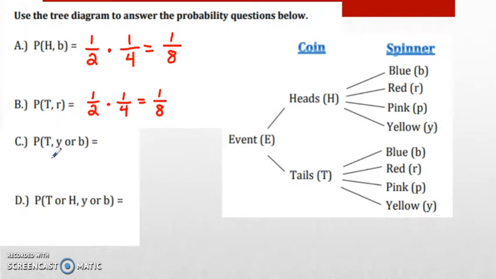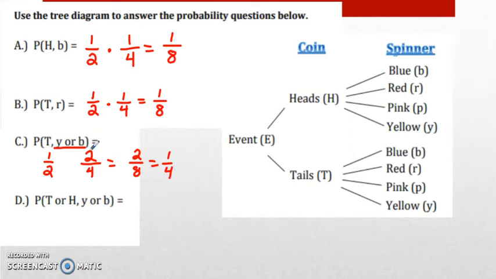For letter C, tails, we have 1/2 of a probability. Now this time we want Y or B. So if I look at Y and B, I see that there are 2 spaces that will give us what we want, the yellow or the blue, out of 4. If I multiply that together, we get 2/8, which reduces to 1/4.